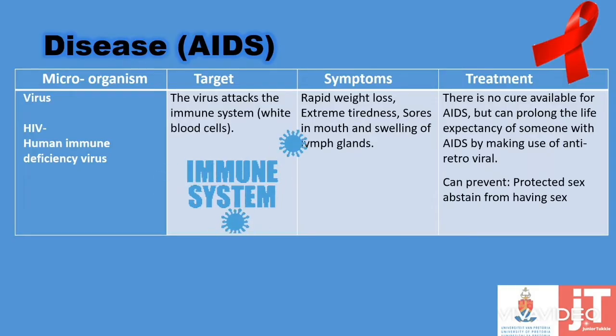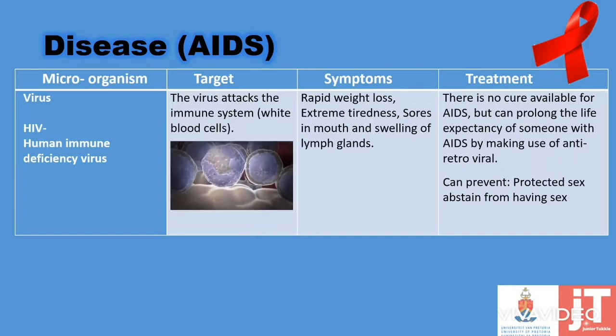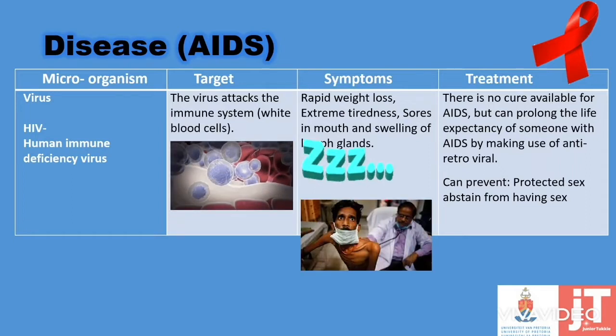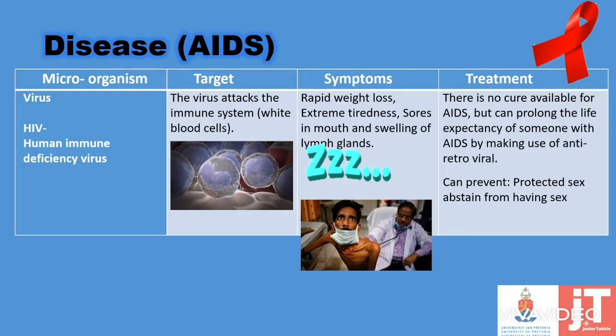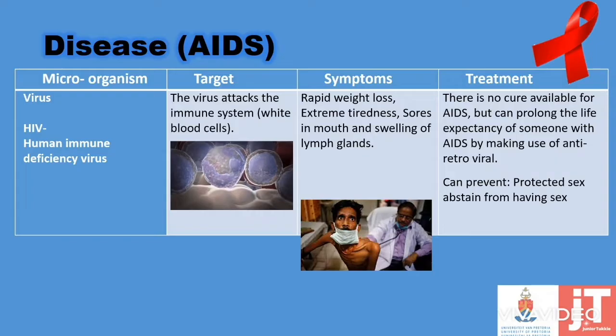If we have a look at the different symptoms, we will notice that there is rapid weight loss, extreme tiredness, sores in the mouth, as well as swollen lymph glands. Unfortunately, there's no cure available for AIDS, but we can prolong the life expectancy of someone with AIDS by making use of antiretrovirals. The biggest thing we can do to prevent someone from contracting HIV is having protected sex or even abstaining from sex.